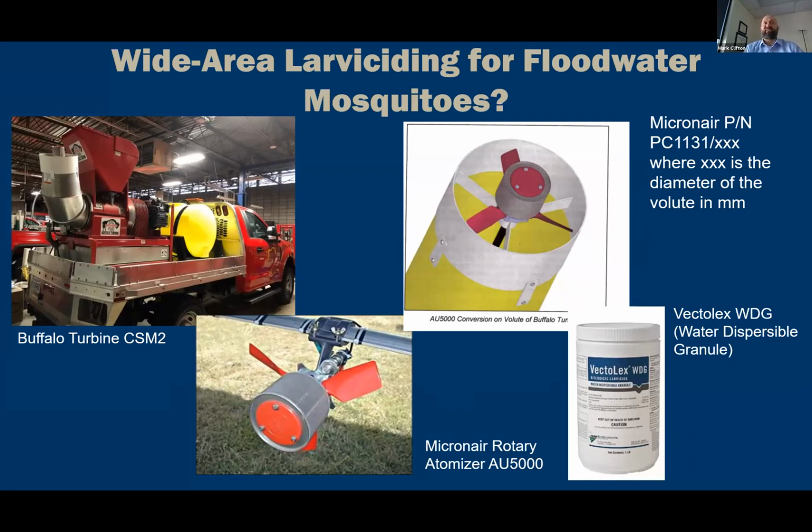Micronair has this all set up and ready to go. And then of course on the bottom right is VectoLex WDG, and WDG means water dispersible granules. So this is kind of like a pancake mix that you mix with water, and then it is basically a liquid larvicide.